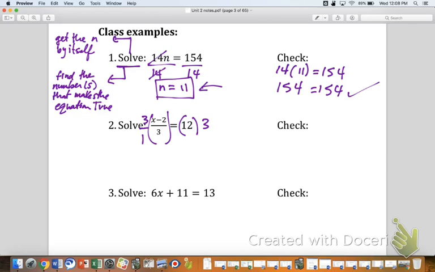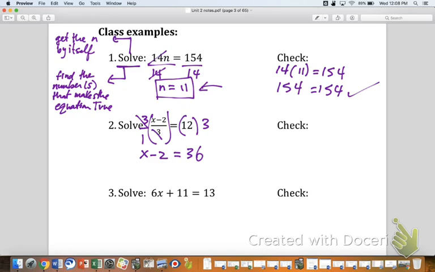So on the left side, do you see that when you multiply by 3, the 3's just cross-cancel right out? That's the whole point, right? We wanted to get rid of the fraction. So the 3's cancel, and I end up with x minus 2 equals 36. 12 times 3 is 36.